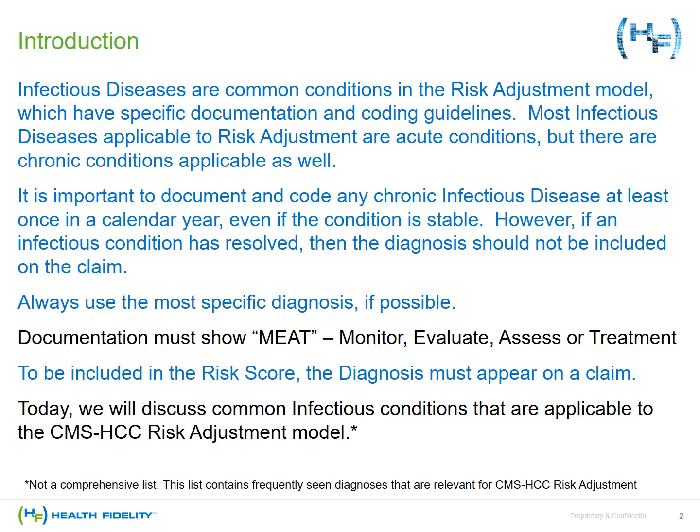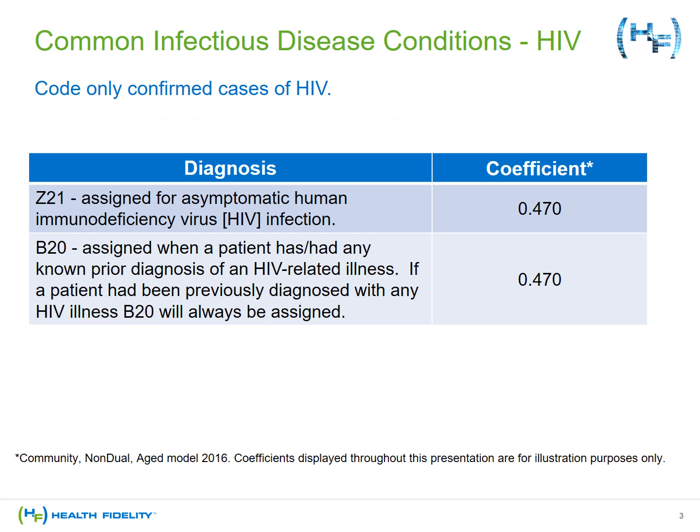Always use the most specific diagnosis if possible, and your documentation must show evidence of MEET, that you've monitored, evaluated, assessed, or treated the condition. To be included in the risk score, the diagnosis must appear on a claim. Today, we will discuss common infectious conditions that are applicable to the CMS HCC risk adjustment model.